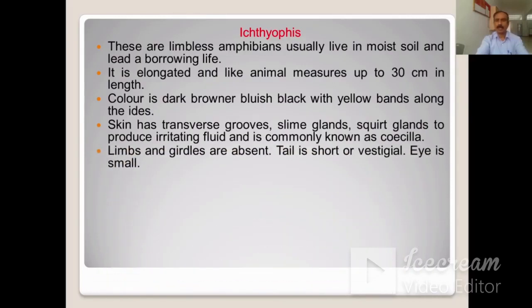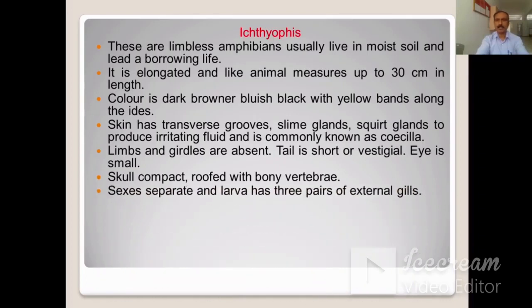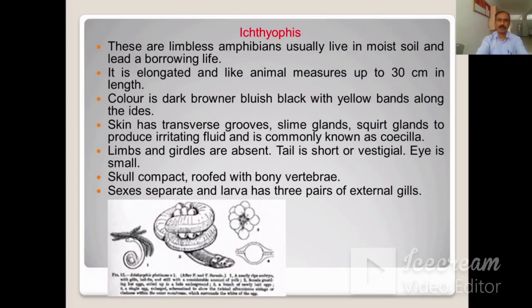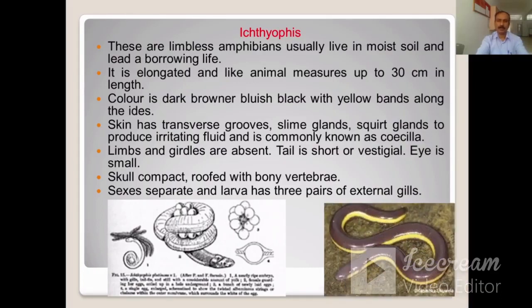Color is dark brown or bluish black with yellow bands along the sides. The skin has transverse folds, slime glands, and skin glands to produce irritating fluid. The limbs and girdles are absent. Tail is short or vestigial. Eye is small. Skull is compact, roofed with bony plates. Sexes are separate and the larva has three pairs of external gills. So these are some figures of the Ichthyophis.